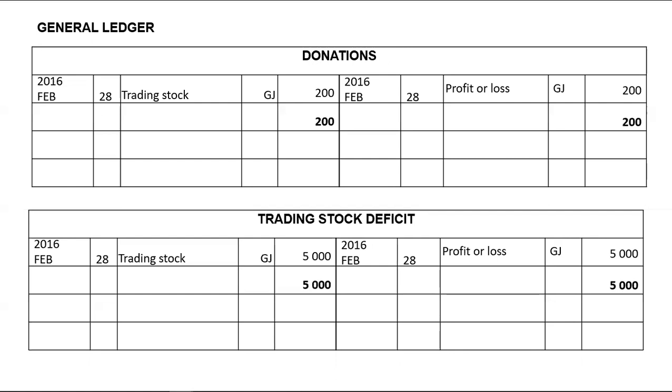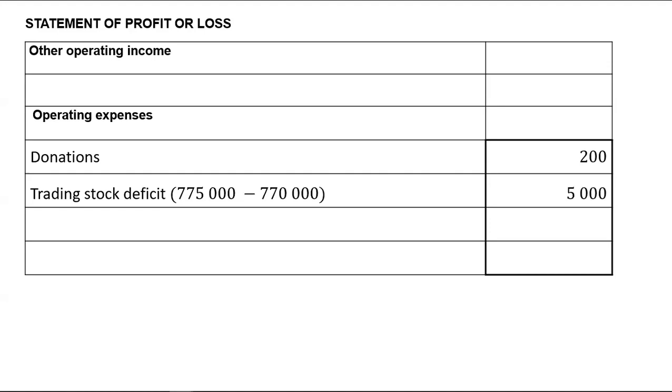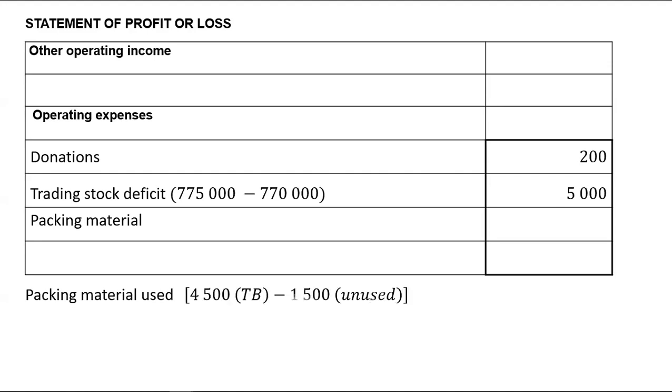The last step will be to record everything in our financial statements, starting with the statement of profit or loss. We are going to have donations, which is an expense, that will be 200. And then we have trading stock deficit. Remember to show workings in brackets of 5,000. Then we'll have packing material. So the one that is being used will be an expense, which is 3,000.